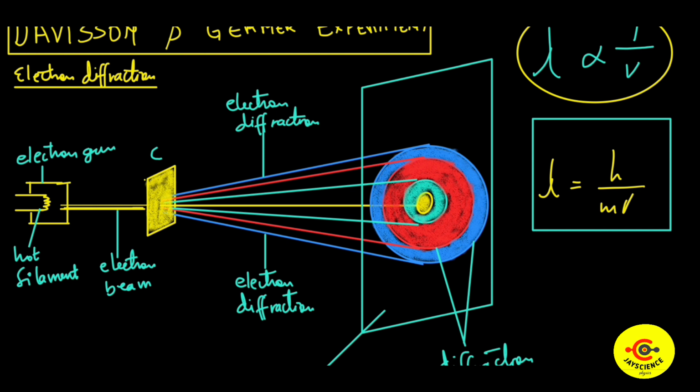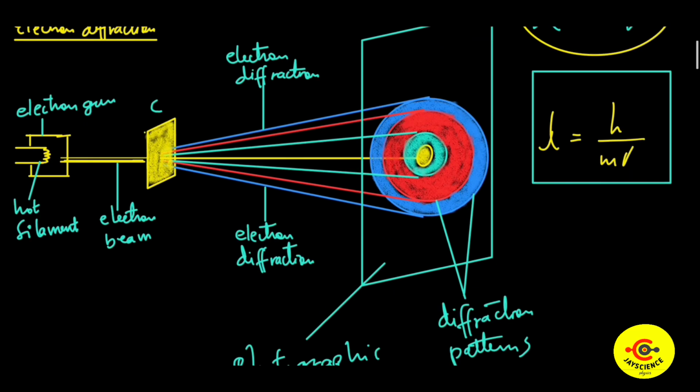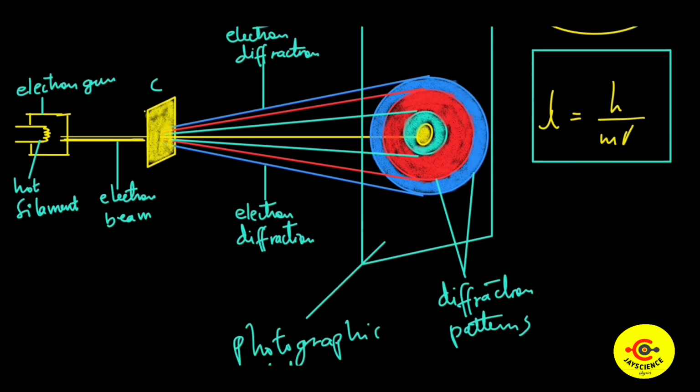Once that happens, the rings you have on the screen, the diffraction patterns, the electron rings, whatever you call it, will become much smaller and narrower. So if you increase the velocity, the diffraction rings will become narrower. And if you take that to the other side, it also implies that the wavelength will decrease. So if you increase the electron velocity, the wavelength of the electron will decrease.